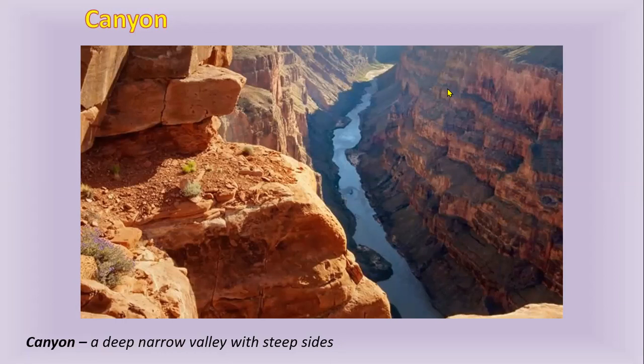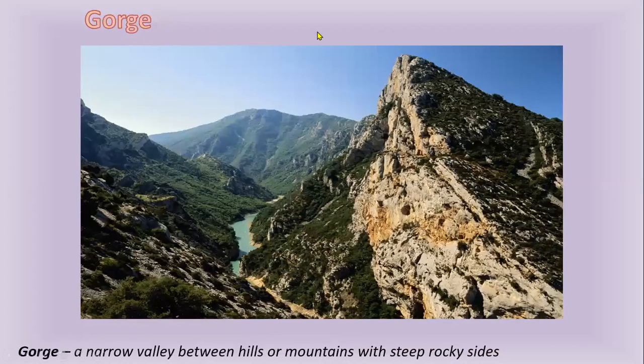I think you've heard about canyons, Kaska, yeah? We also have canyons in Kyrgyzstan. Okay, the next word is gorge. What is a gorge? A gorge is a narrow valley between hills or mountains with steep rocky sides.